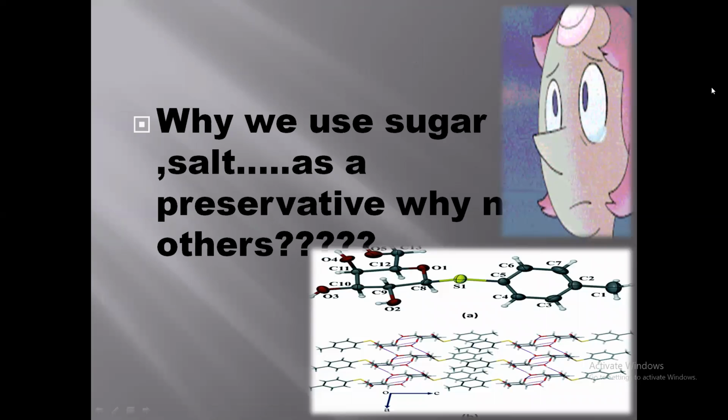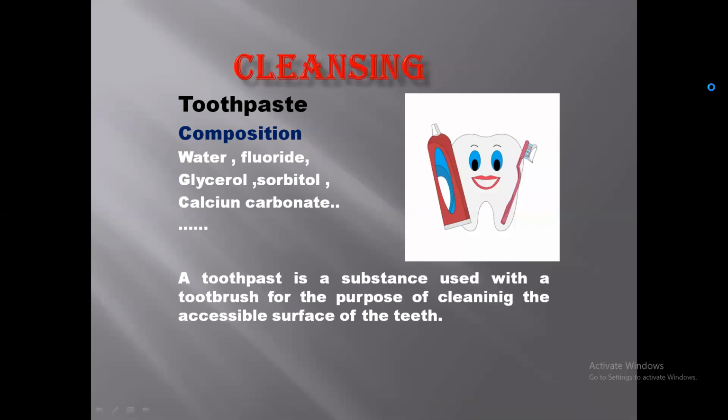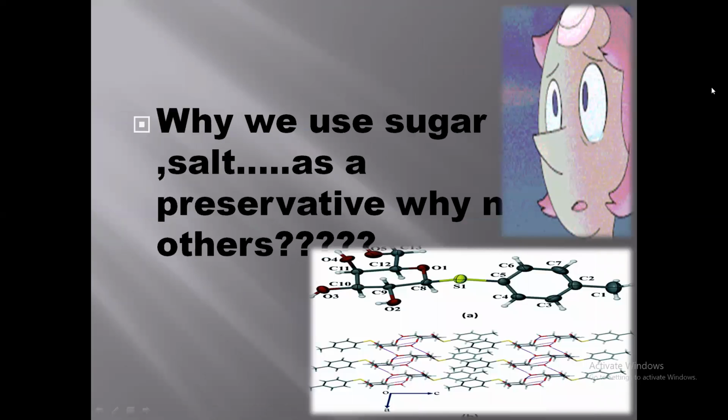Why do we use sugar and salt as preservatives? Why not others? Because sugar acts as a preservative in a controlled, watertight environment, such as a sealed jar. Sugar itself attracts moisture, so water is available from the air. Sugar will attract water, and the resulting environment will become more attractive to microorganisms such as bacteria.